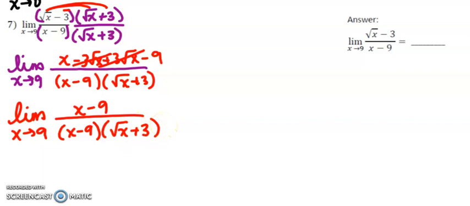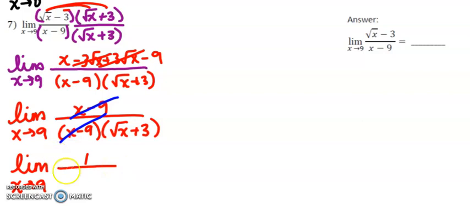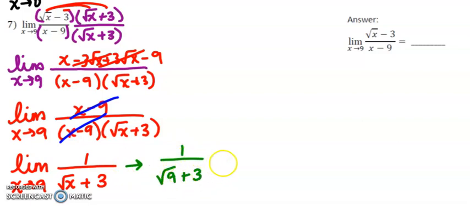And now hopefully you can see, oh, x minus 9s are going to cancel. So my brand new limit problem will be the limit as x approaches 9 of 1 over, because when you cancel from top to bottom, you still have a 1 in the numerator, 1 over the square root of x plus 3. And now when I try direct substitution, I get 1 over the square root of 9 plus 3, which is 1 over 6 for a final answer.